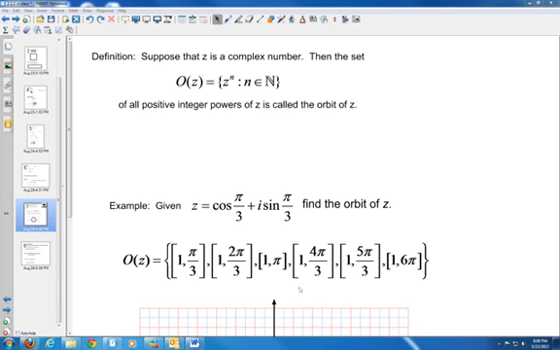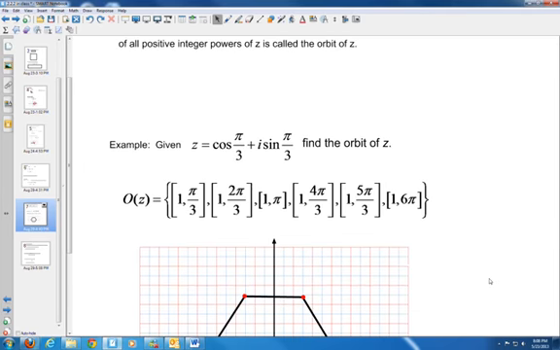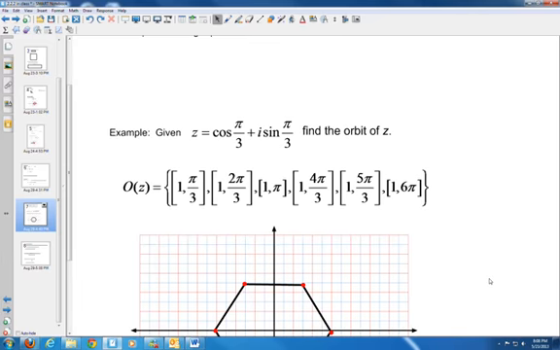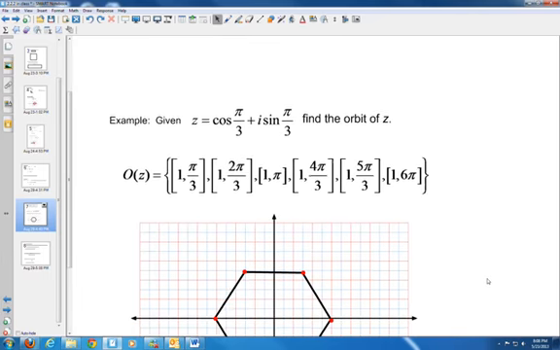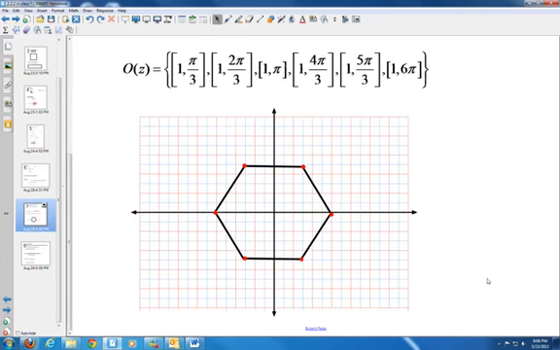Now not all orbits are finite. You can have an infinite orbit, but this is a case of a finite orbit. You can look in your textbook and see a case of an infinite orbit. Geometrically, if we were actually to graph this, what we would get is a regular hexagon.